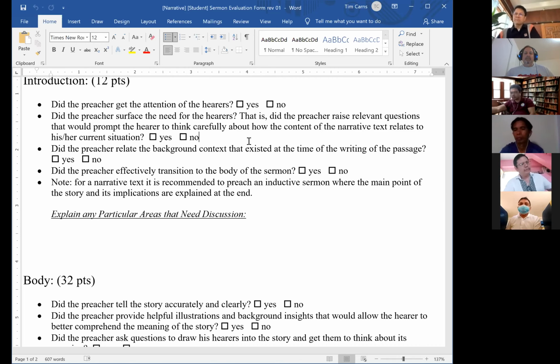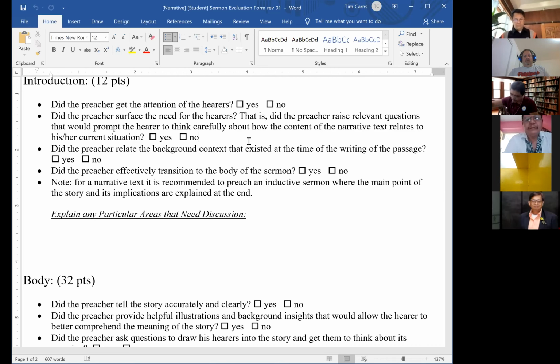Pastor Tim, a question regarding the preferred time limit of the introduction. Is it the same for an epistle, or is there a particular time limit for the introduction of a narrative?